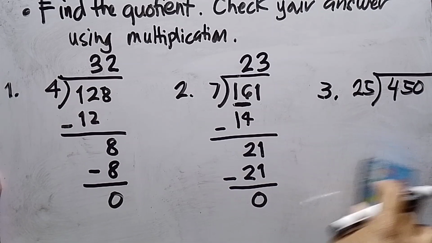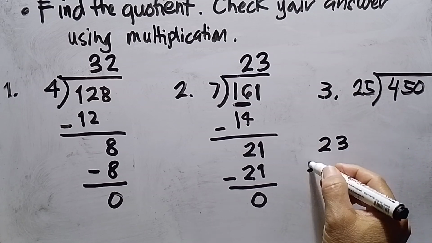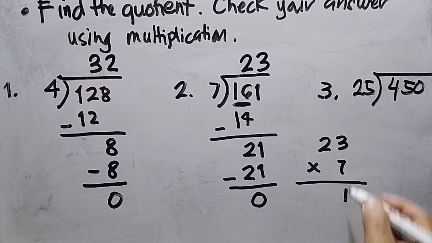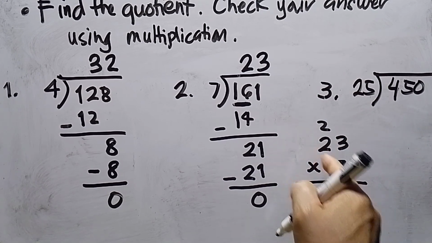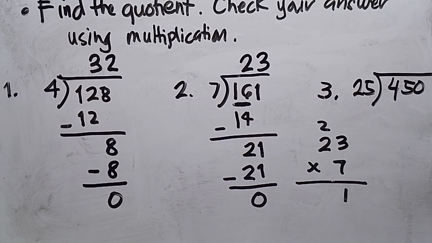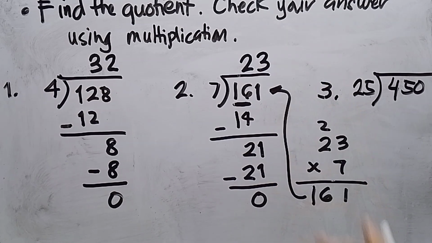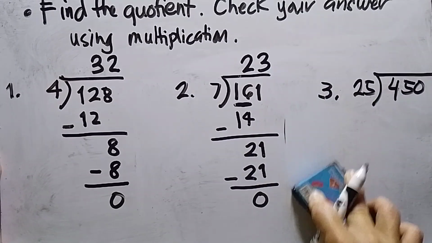But I need to check this one, if this is correct. So 23 times 7. 3 times 7 is 21. 1 and then carry 2. 2 times 7 is 14. 14 plus 2, that is 16. So I come up with my dividend. So 161. Now let's proceed to number 3.